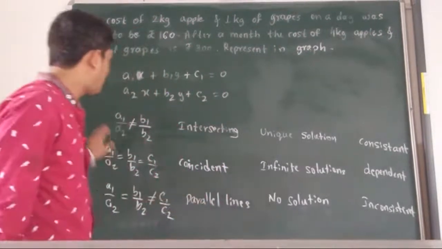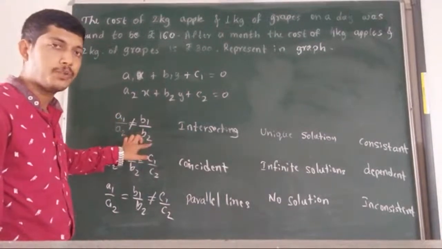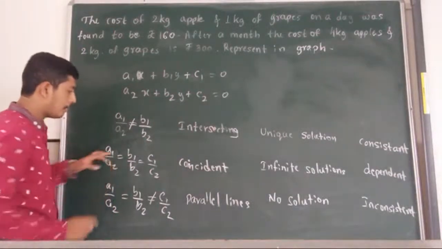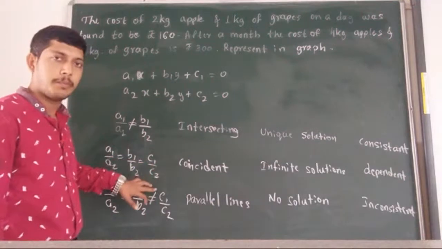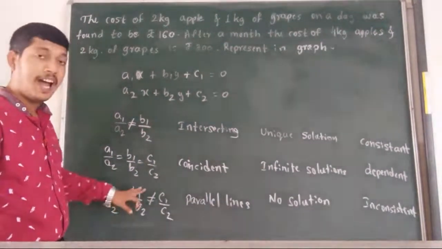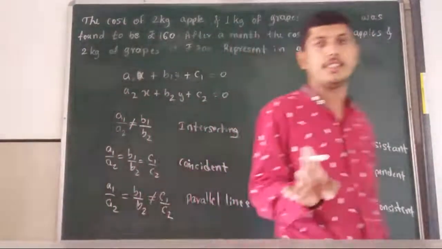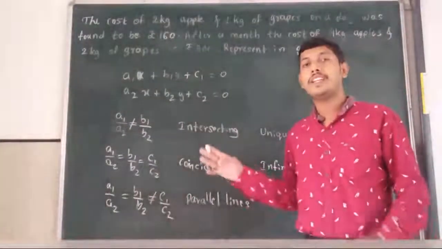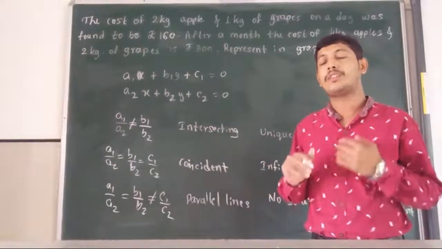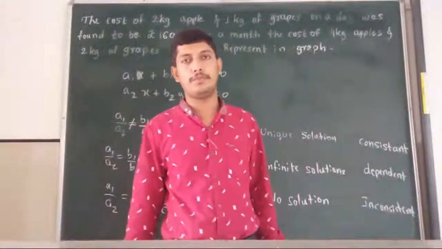So this is our chart. The first one is a1 by a2 not equal to b1 by b2, the next one is a1 by a2 equals b1 by b2 equals c1 by c2, and the third one is a1 by a2 equals b1 by b2 not equal to c1 by c2. So these are the three conditions to find out whether the pair of linear equations have a unique solution, or no solution, or infinitely many solutions.